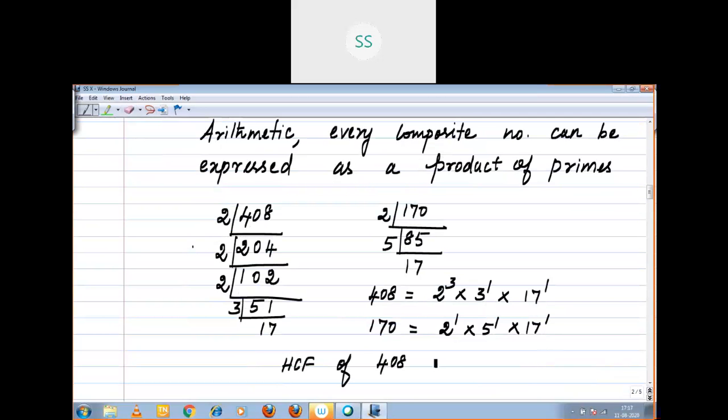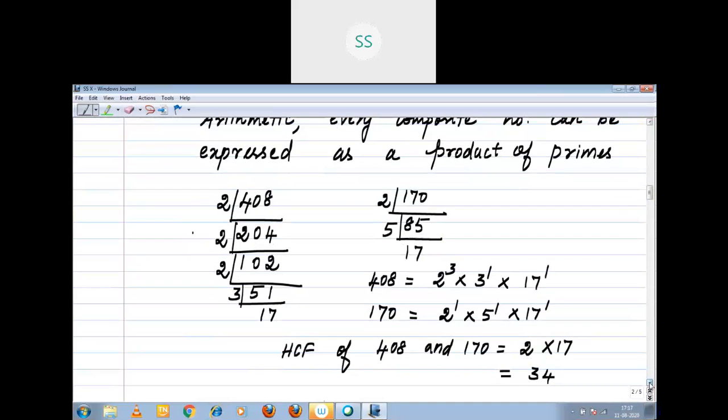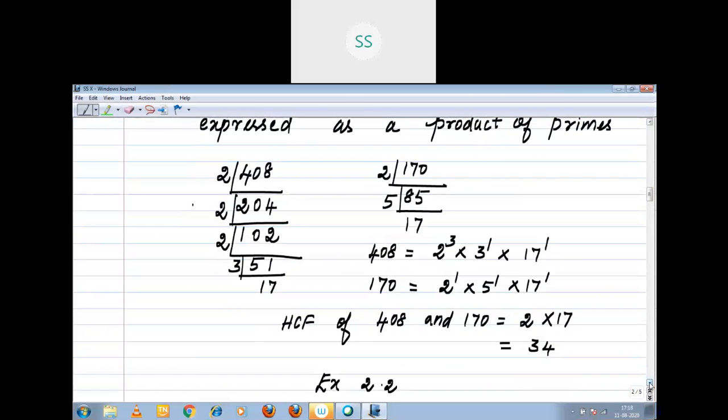HCF of 408 and 170 is equal to the least power of the common primes. Which is the least power? 2 power 1. Then which is the common number? 17. So 2 into 17, 34. Got it, children? Now we want to find the LCM.